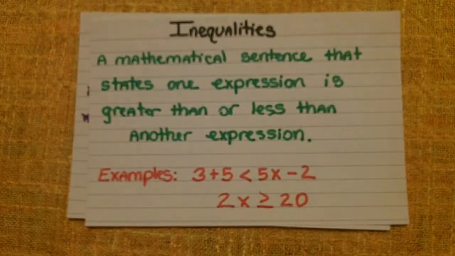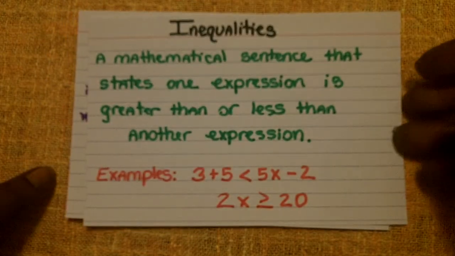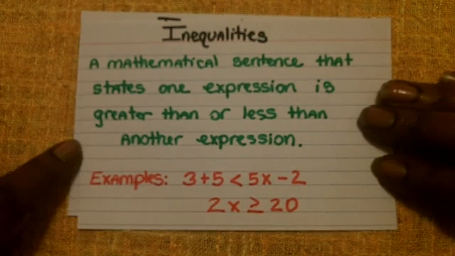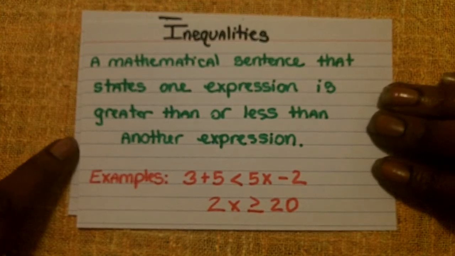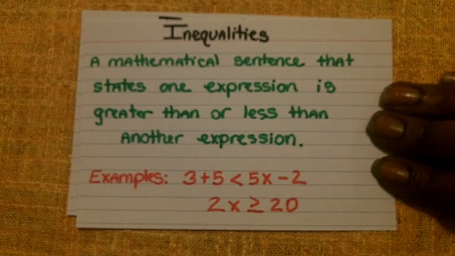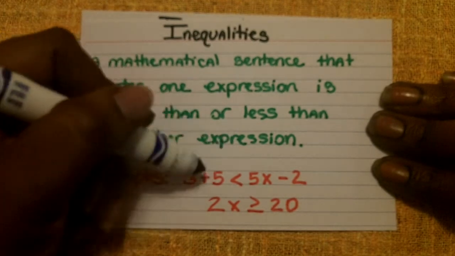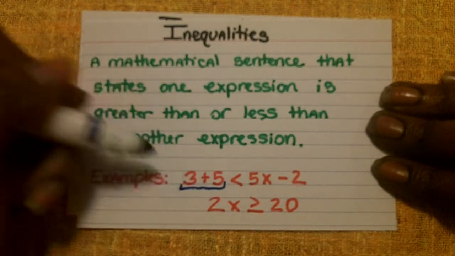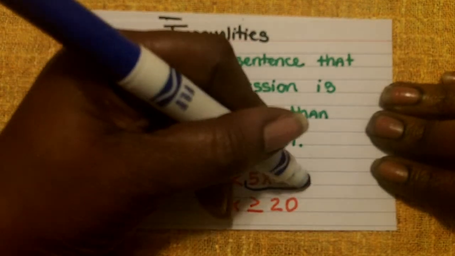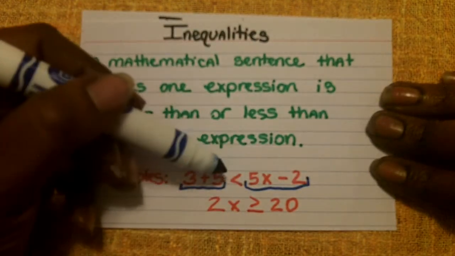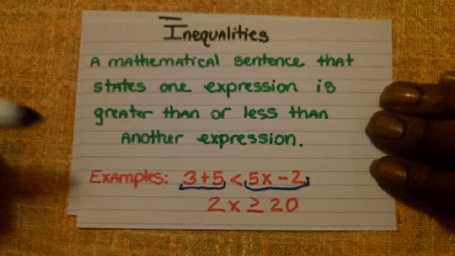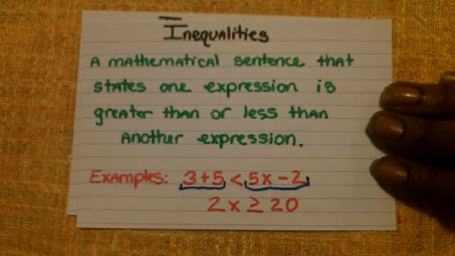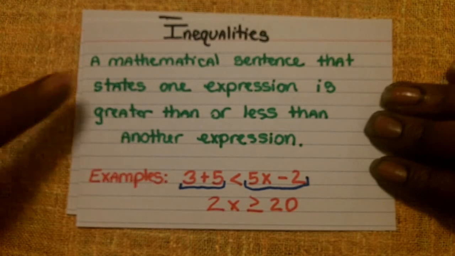The last thing I want to talk about today is inequalities. And an inequality is simply a mathematical sentence that states one expression is greater than or less than the other expression. So you're going to have a statement with two expressions in it, but one expression is going to have more value than the other. And you see a couple of examples of inequalities listed here below.